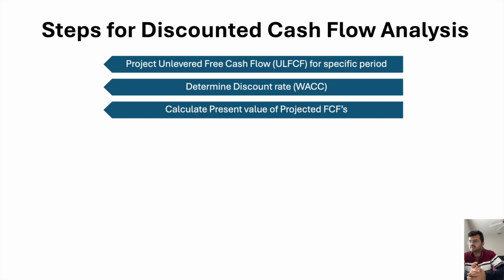Then the third step is calculating the present value of the projected free cash flow. In the first step, we got the free cash flow for each of the 5 years. In the second step, we got the discount rate.